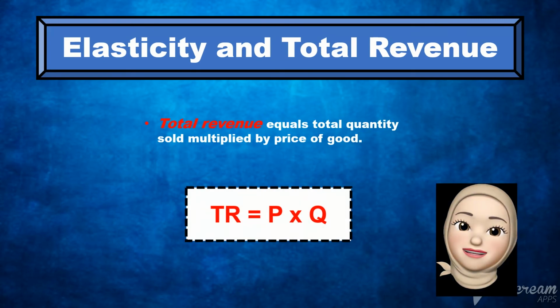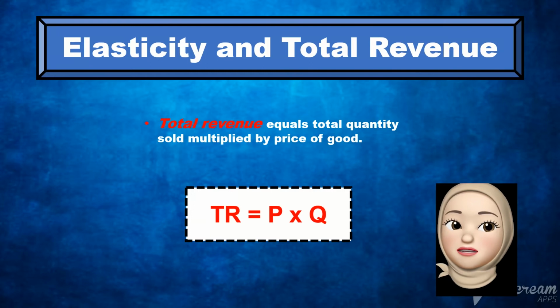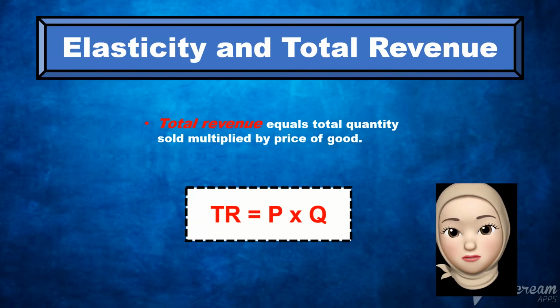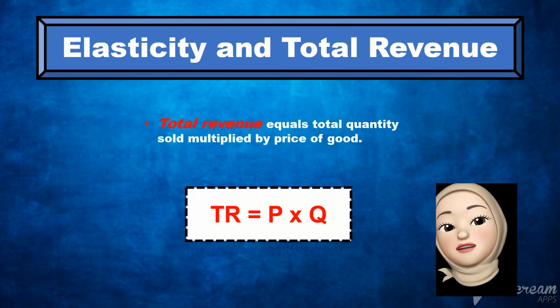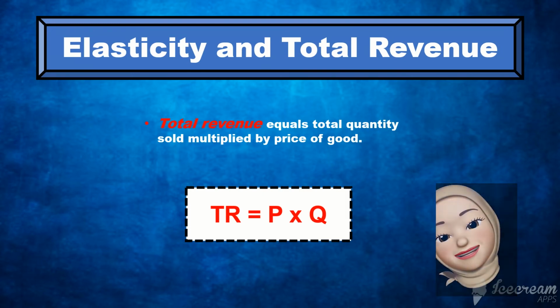Next slide is elasticity and total revenue. The total revenue equals total quantity sold multiplied by the price of the good. The formula for finding total revenue is total revenue equals price times quantity.